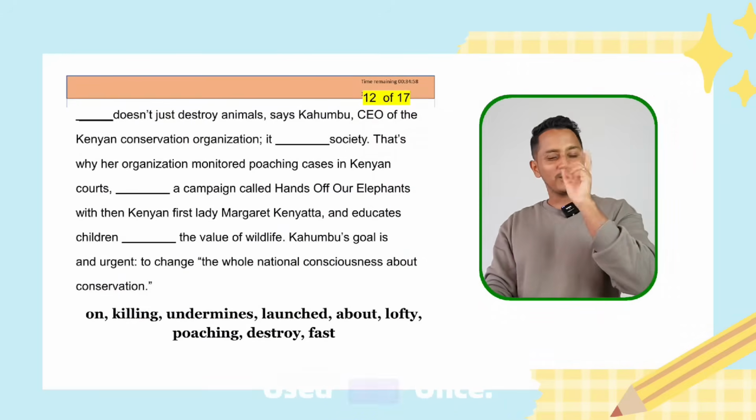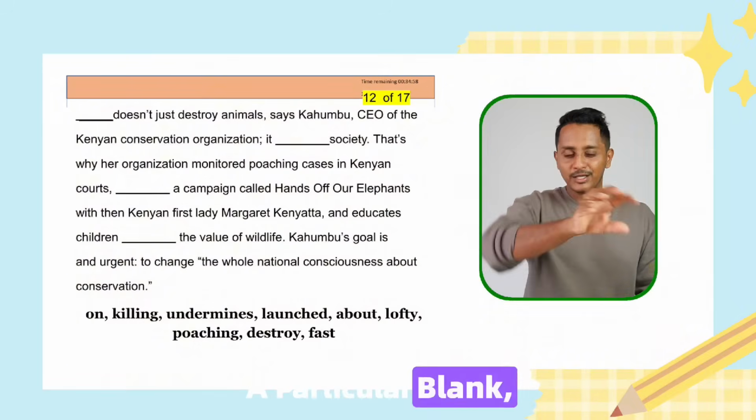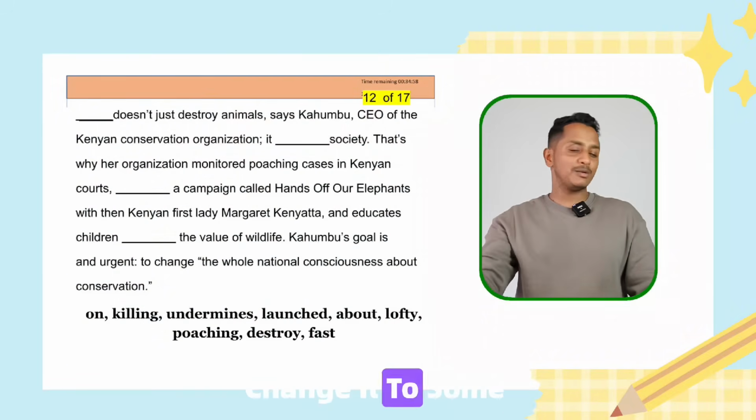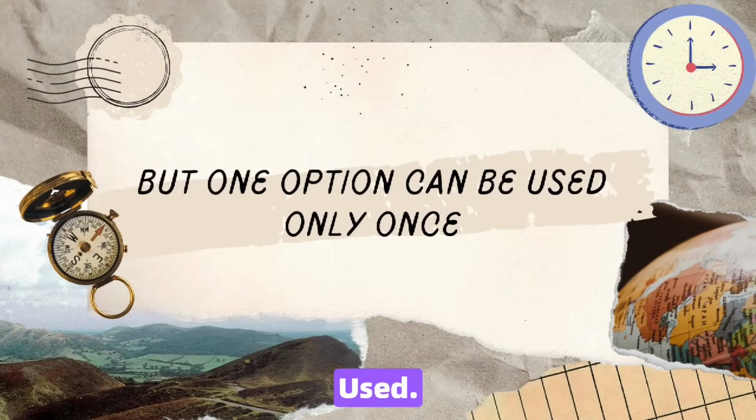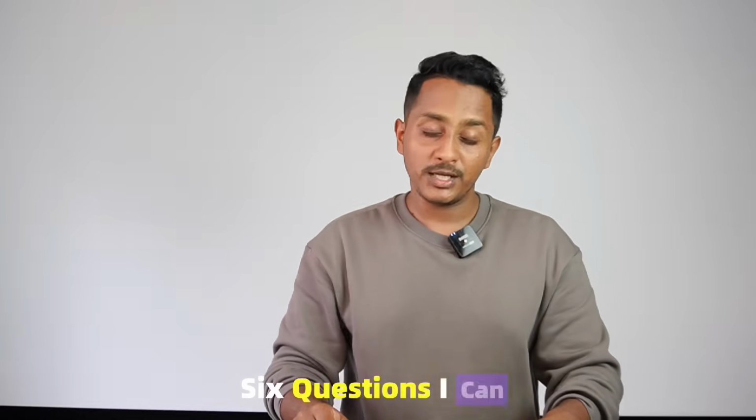One option can be used only once. Once you put it into a particular blank, you can again alter it and change it to some other one, but one option can be used only once. I can expect 5 to 6 questions from this section.